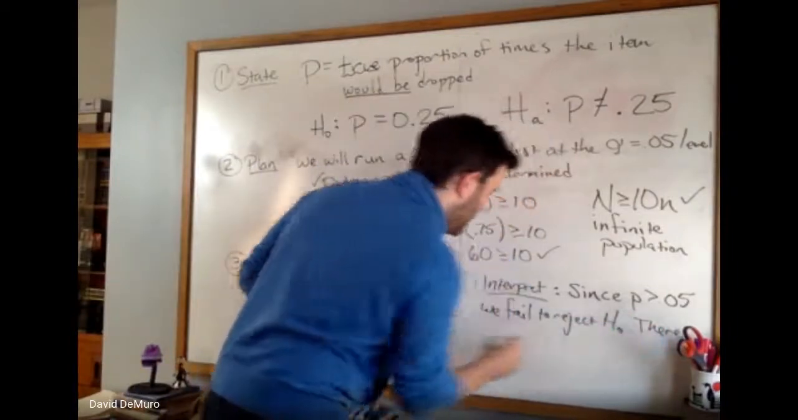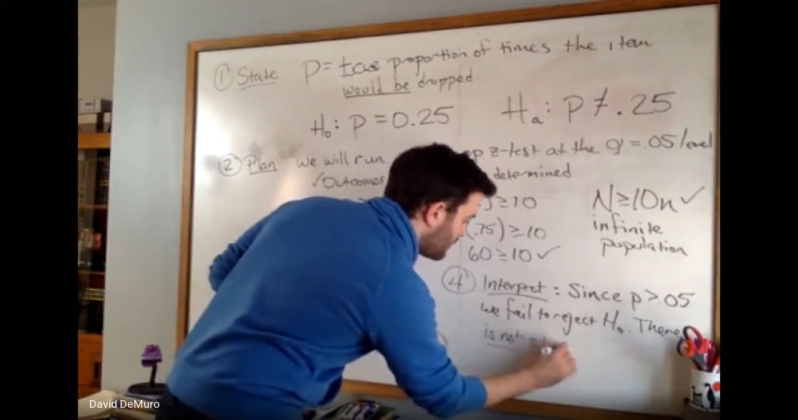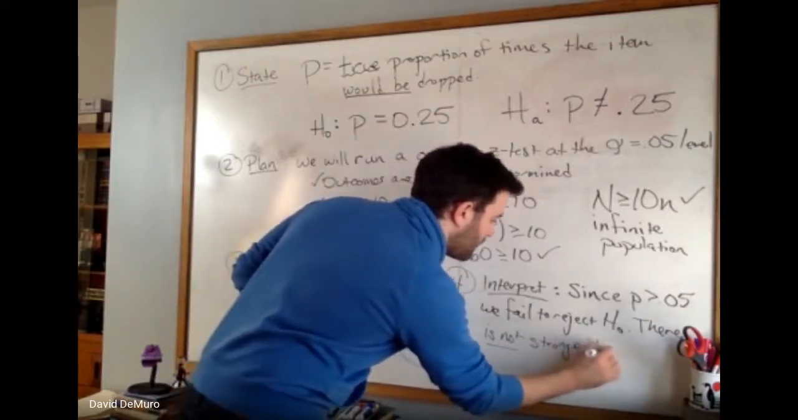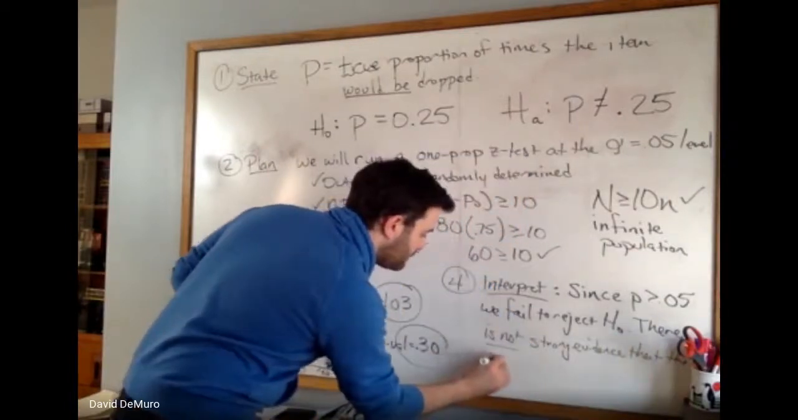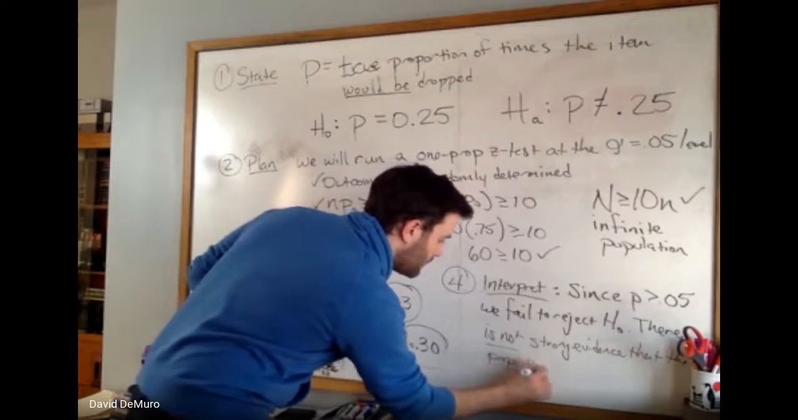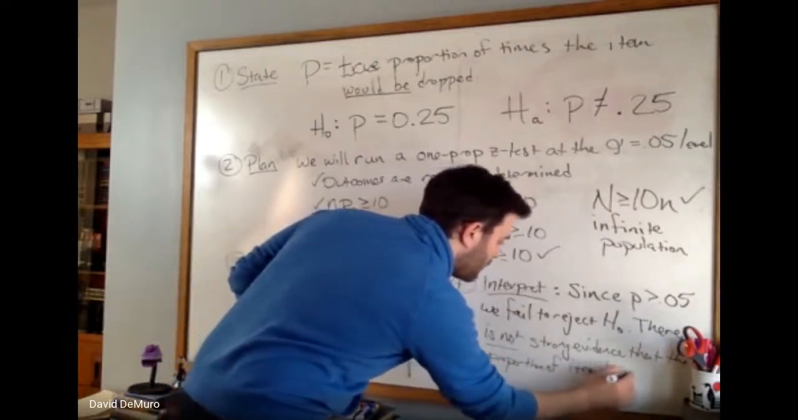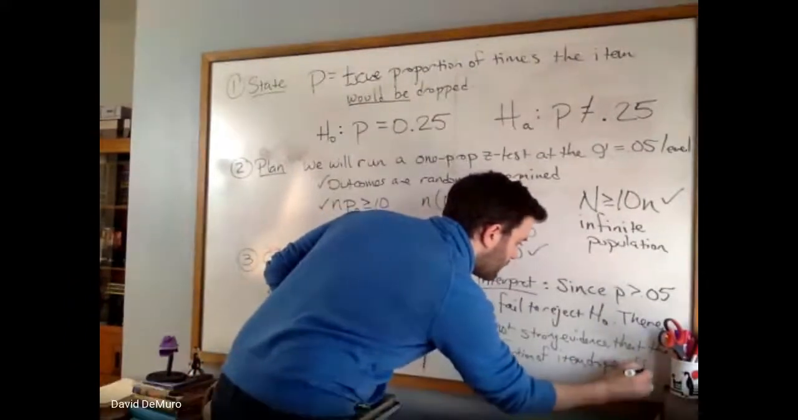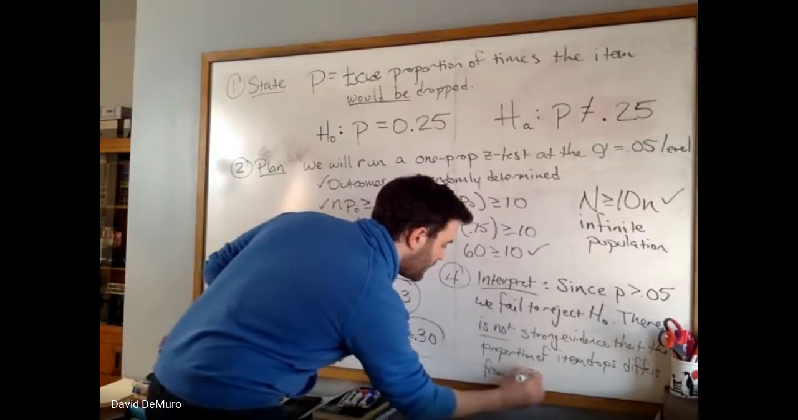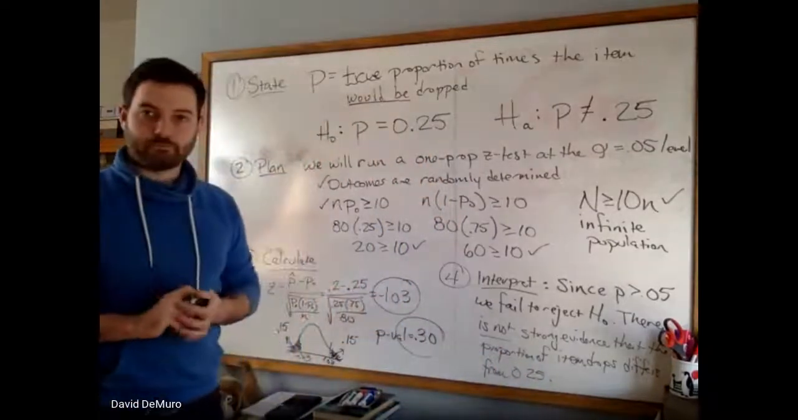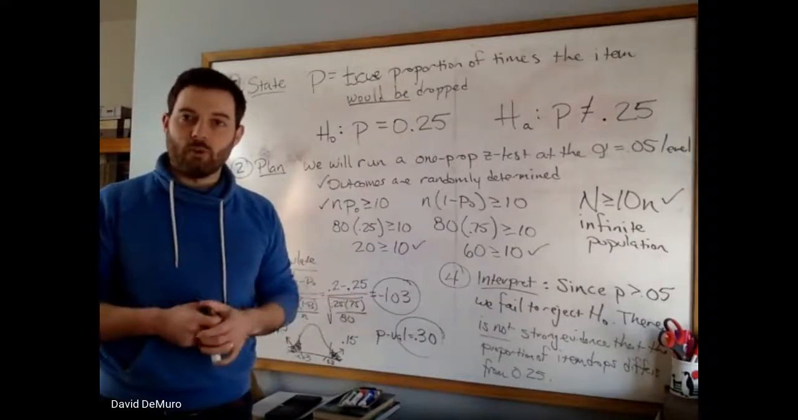There is not strong evidence that the proportion of item drops differs from 0.25. So this right here is a full response of conducting a one prop z test.